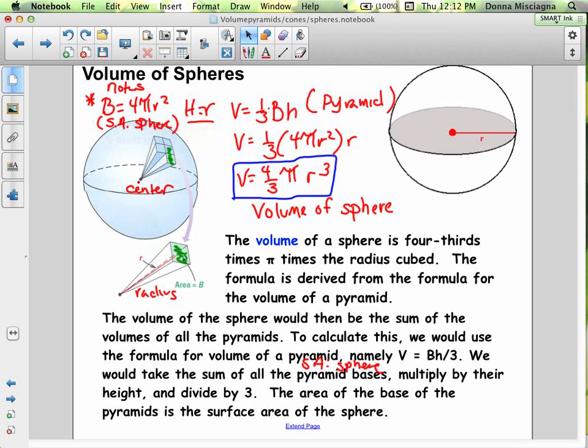We multiply by the height, which is the radius of the sphere, and divide by 3 because that's the formula for a pyramid. The area of the base of the pyramids is the surface area of the sphere. All right? So hopefully now the volume formula for the sphere makes sense, and you can understand why we had to do surface area first, because the volume is derived from surface area.